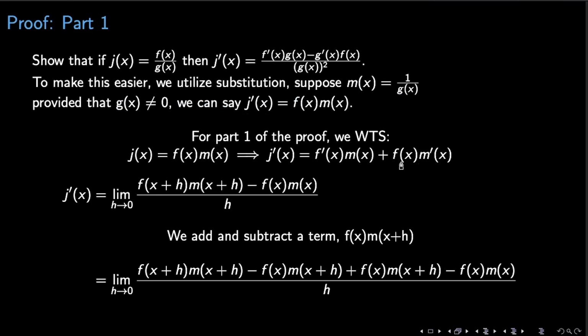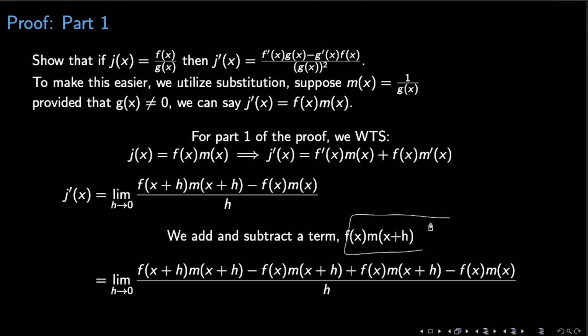Now, for part 1 of the proof, we want to show that j of x equal to f of x times m of x implies that j prime of x, or the derivative of j of x, is equal to f prime of x times m of x plus f of x times m prime of x. We start by applying the limit definition. So in that case, j prime of x must be equal to the limit as h approaches 0 of f of x plus h times m of x plus h minus f of x times m of x all over h. Now, we add and subtract a term, f of x times m of x plus h.